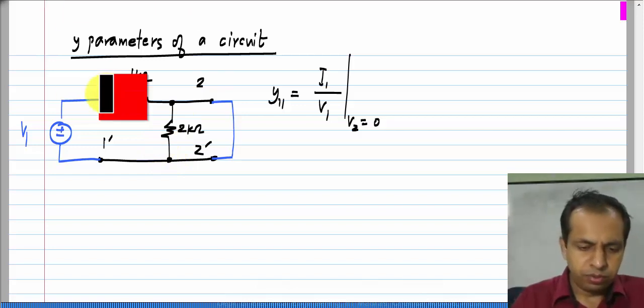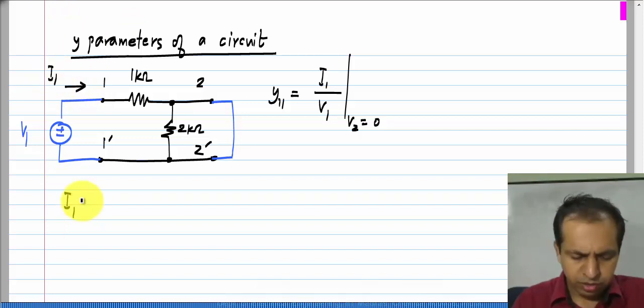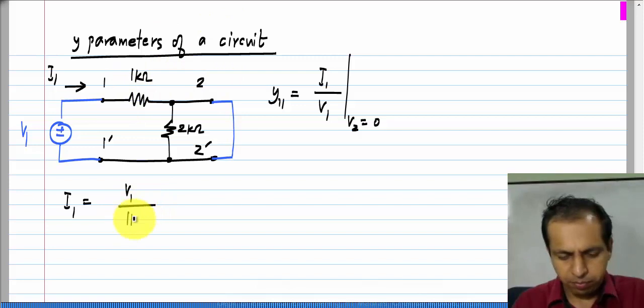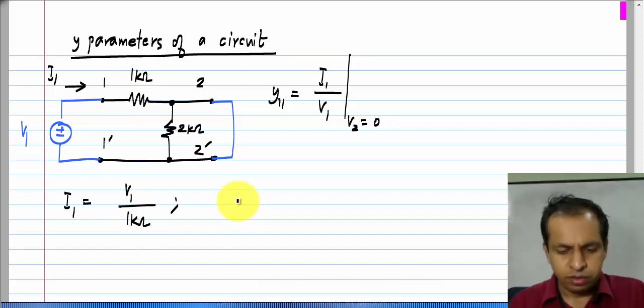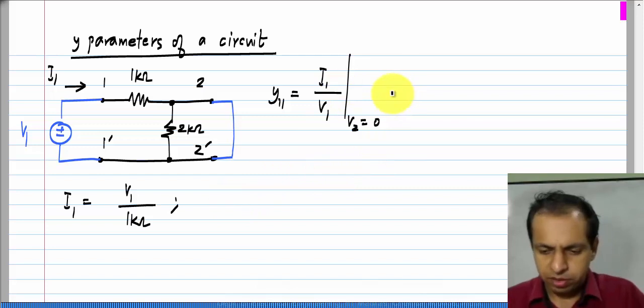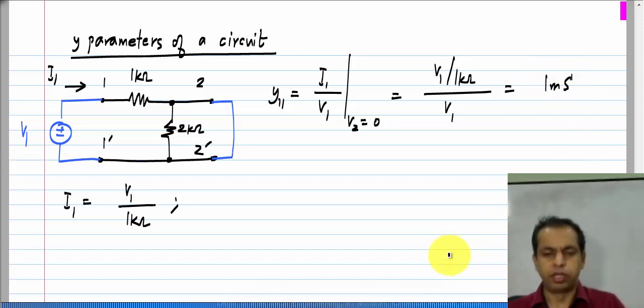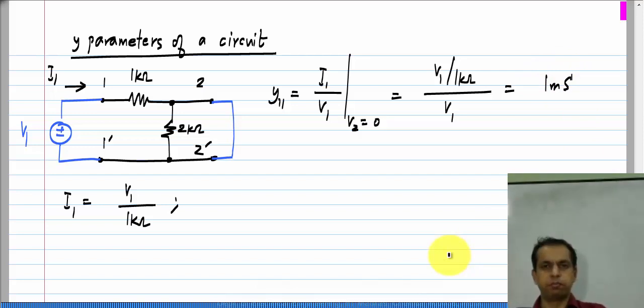Okay. So, this current I1 here is nothing but V1 divided by this resistance 1 kilo ohm. Okay. Now, what I wanted was I1 by V1. This turns out to be V1 divided by 1 kilo ohm divided by V1, which is equal to 1 by 1 kilo ohm or 1 millisiemens. Okay. So, that is what y11 is.